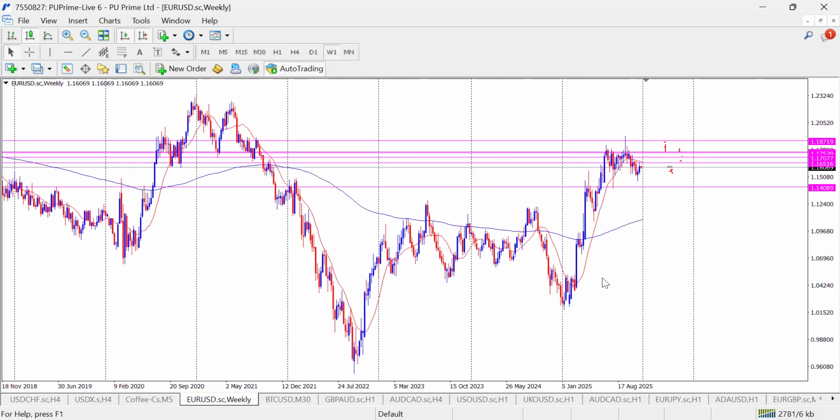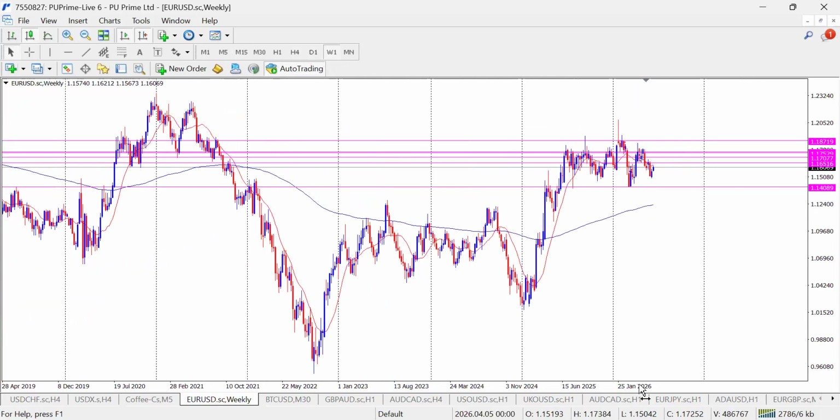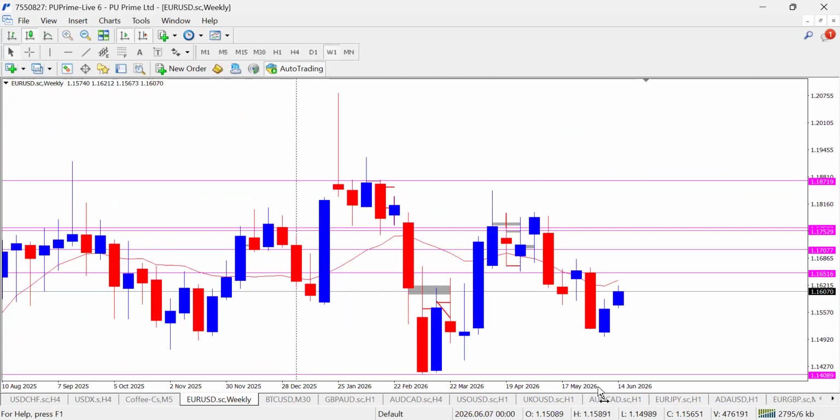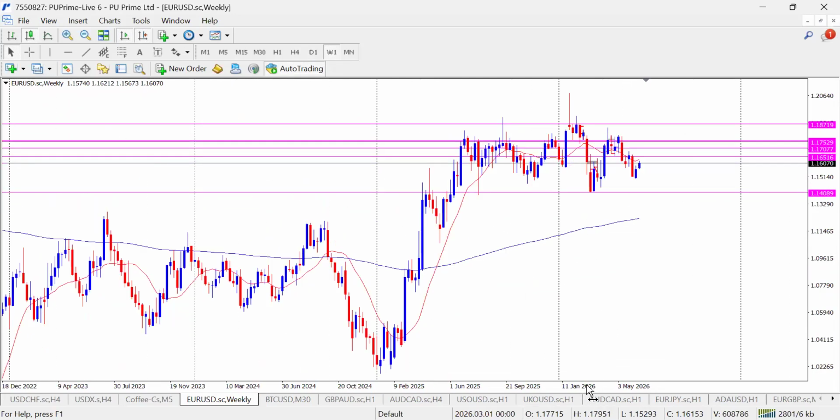Now, likewise, this one over here. All of them are just shaping up for buys, every single one of them. Even EURUSD is shaping up for more buys.